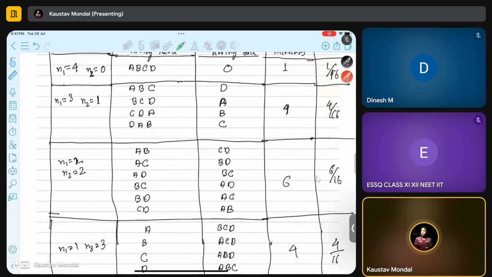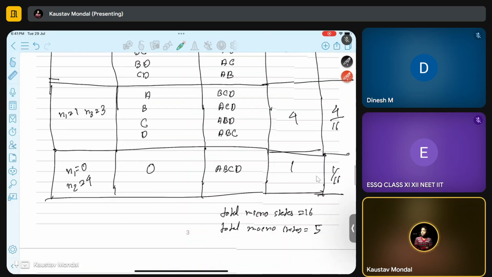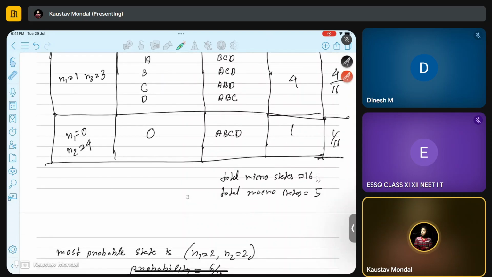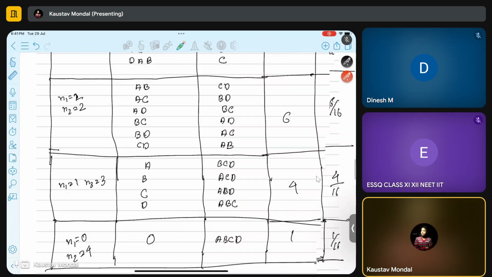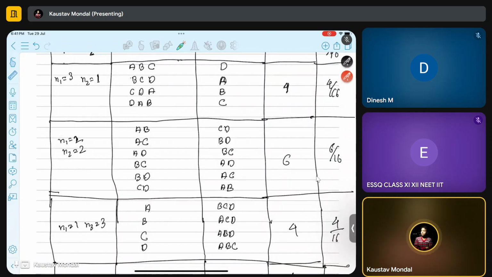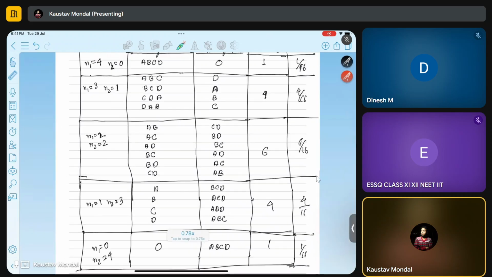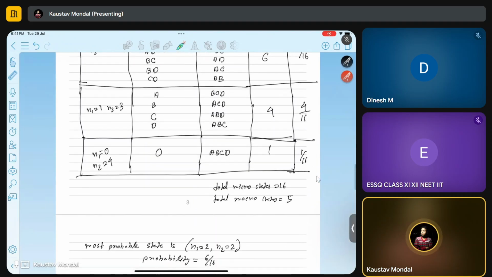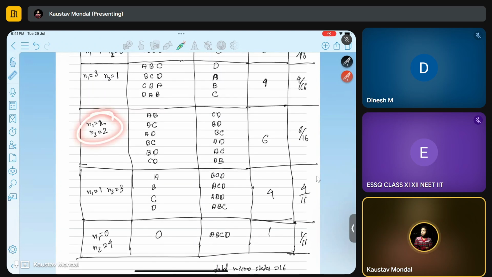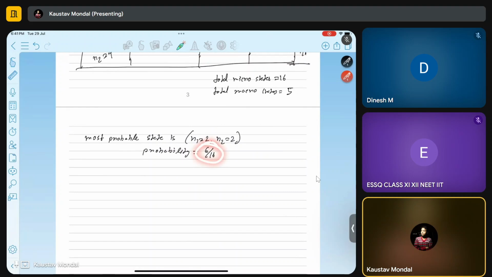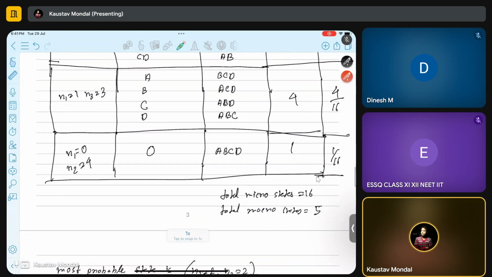Like for N4 N0, N3 N1, N2 N2 and so on. The total number of macrostates we got is 5 and the total number of microstates is 16. The most probable macrostate that we got is this one, where the states are widely distributed, with the number of heads being 2 and the number of tails being 2. So this is the most probable state, 6 by 16. This is the way you should calculate this type of problem.